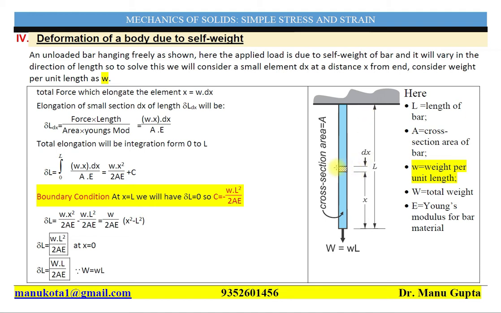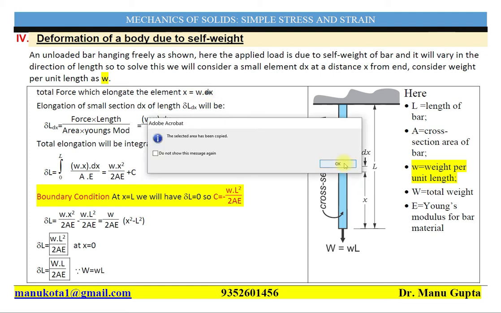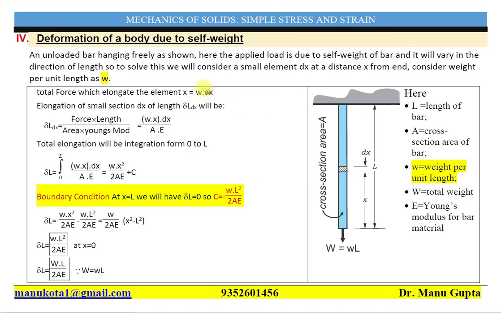Now, how much will be the net force on this element? The net force will be due to the weight of this section of the bar. How much will be the weight of this section? It will be small w into x. I have written this d wrong. Small w into x. We are not going to consider this.